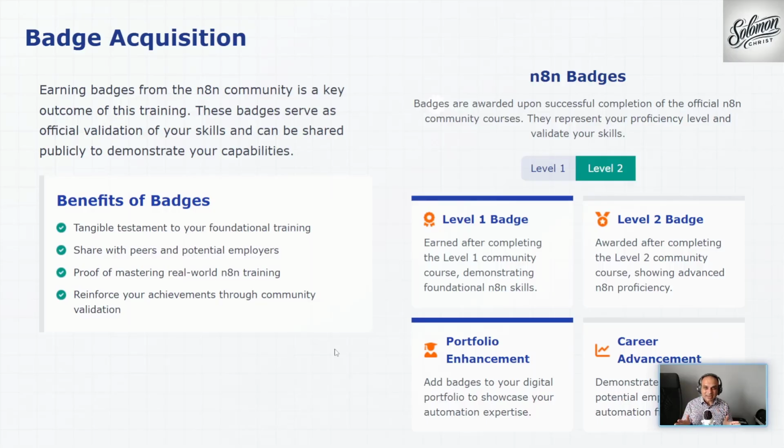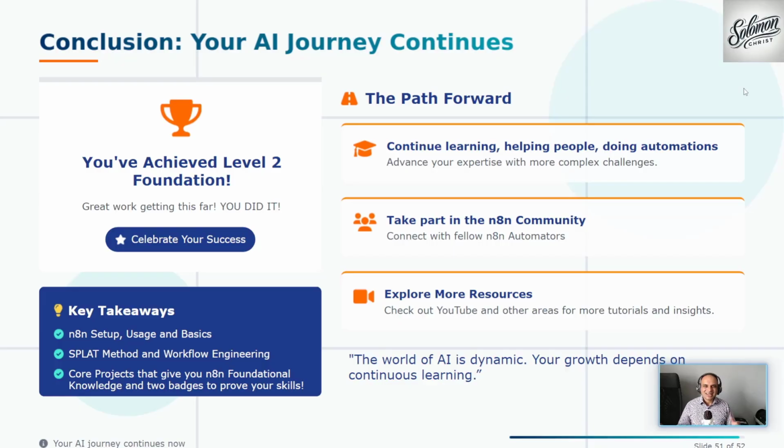So earning these badges from the n8n community is one of the key outcomes of this entire training. These badges are going to serve as official validation that you've got some skills now, all right? And you could share that publicly and show people that, hey, you're part of the community, you're part of the ecosystem, and you know a thing or two about AI and automation. Now remember, badges are awarded upon successful completion of the official n8n community courses. They represent your proficiency level and validate your skills.